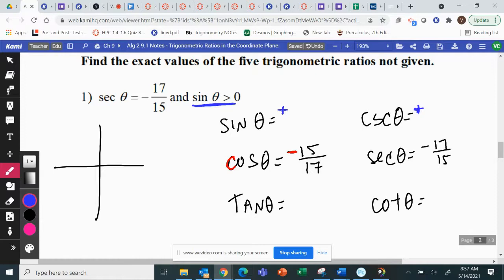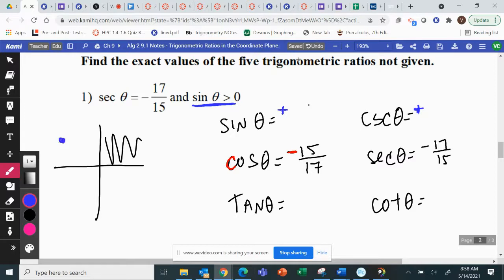So in quadrant 1, everything is positive. Does that fit what I'm doing here? Nah, it's not quadrant 1. In quadrant 2, what is positive? All students take classes. Sine is positive, and is that what I want? And so cosine is negative in quadrant 2. That's where I'm going. So I'm going to put a point out there.